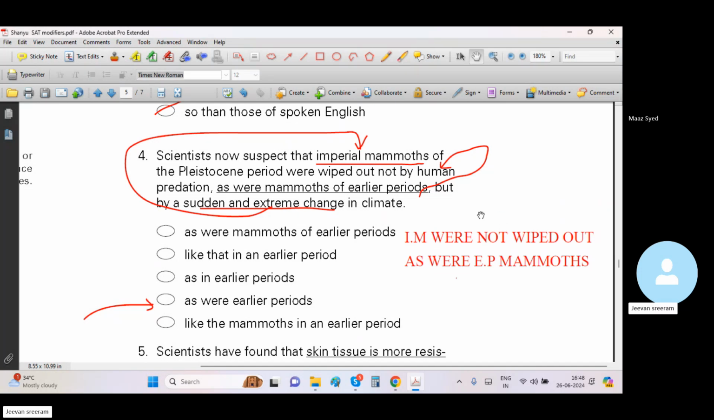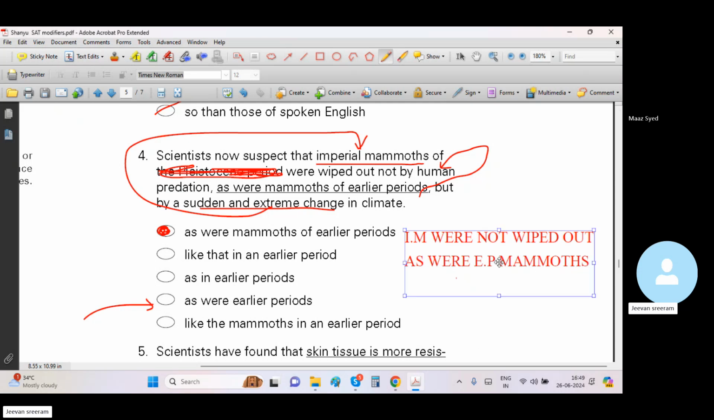So please observe, if this is the correct answer, which option is correct? A. A is the right one. Correct. Right, buddy. So scientists now suspect the imperial mammoths of the Pleistocene period. Just remove this.